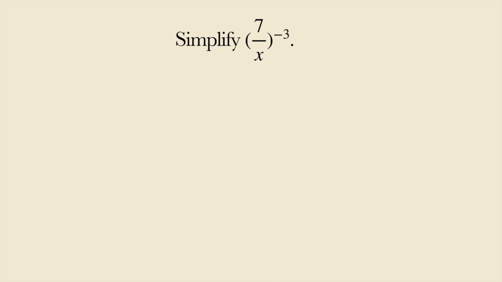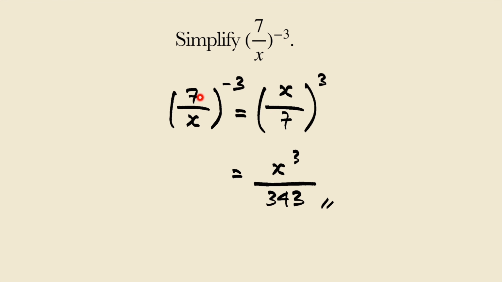Okay, negative index, if we flip it, it becomes positive power 3. Let's do that. So 7 over x becomes x over 7. Negative 3 becomes power positive 3. Now this cube will apply to both x and 7. So it's x cubed over 343.